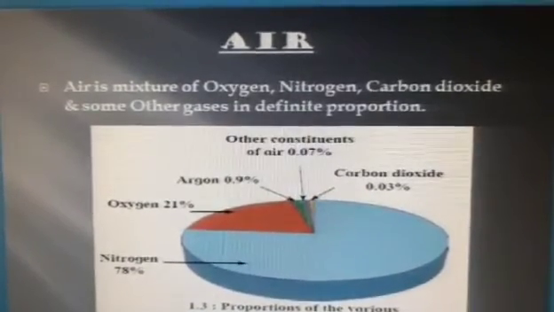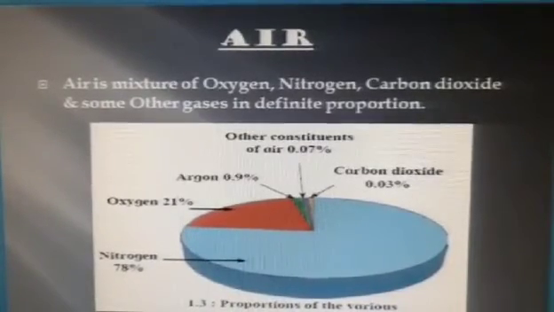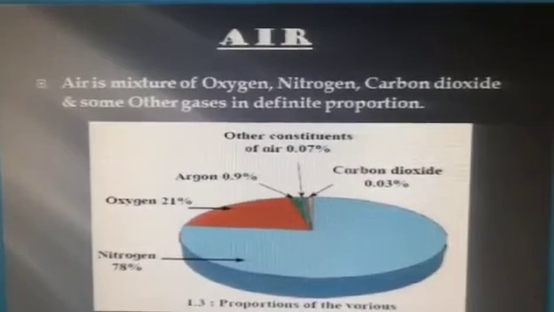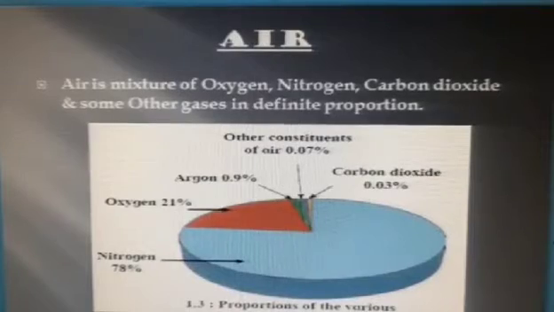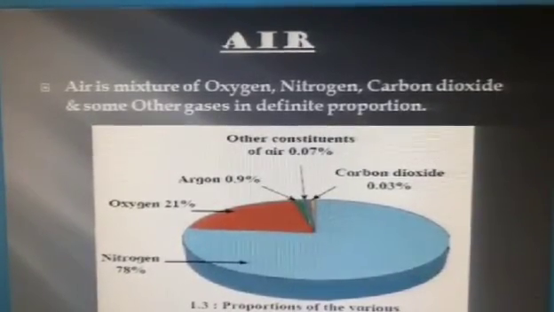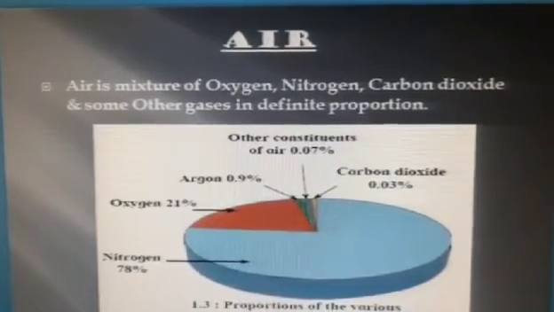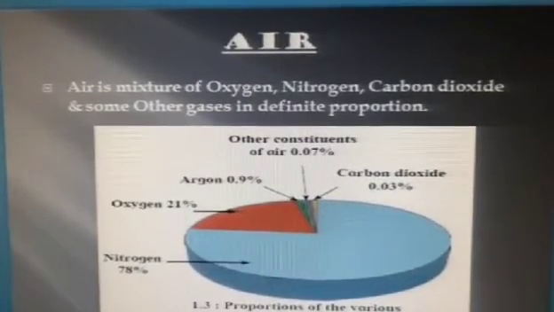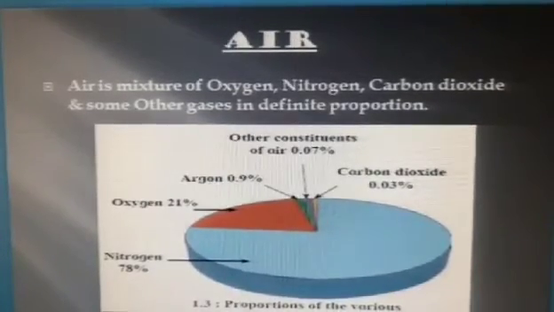78% nitrogen, 21% oxygen, then carbon dioxide, a very less amount, 0.03%, while rare gases, or we can say inert gases, their percentage is very less. Leftover is the, what? Argon is given here, 0.9%, and other constituents of air are 0.7%. So, in this way, various gases are present in the air.